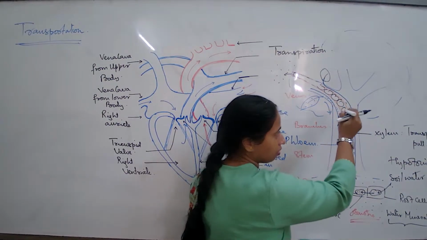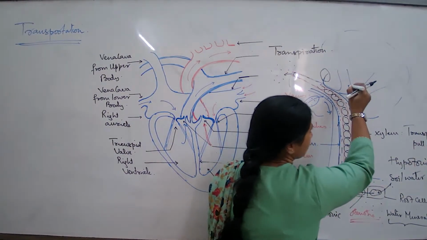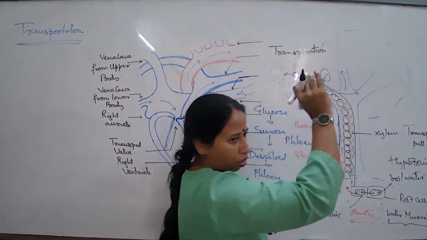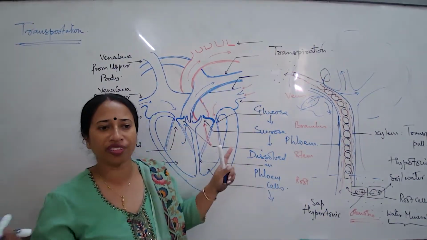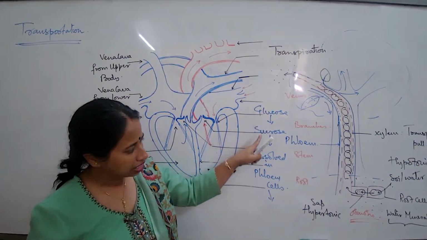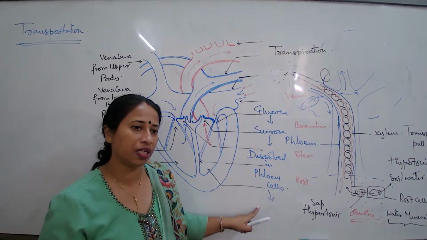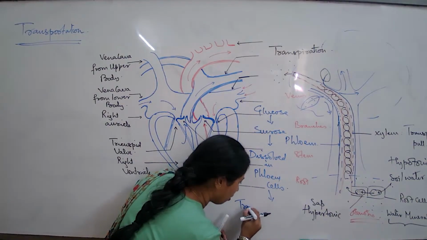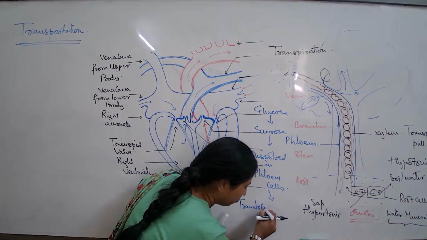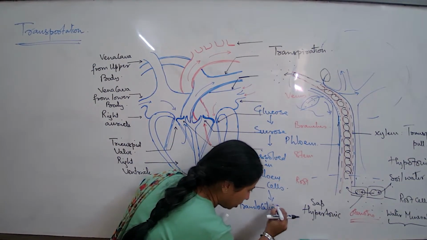Distribution can be this way also. Distribution can be this way also, because we are talking about a network of phloem tubes all over the plant. Then what is this process of distribution of the soluble food known as? This process of distribution of the soluble food is known as translocation.